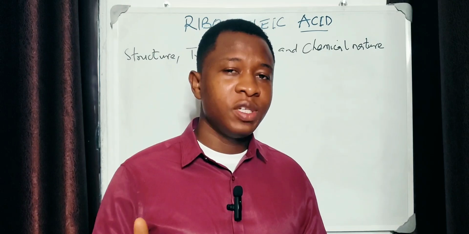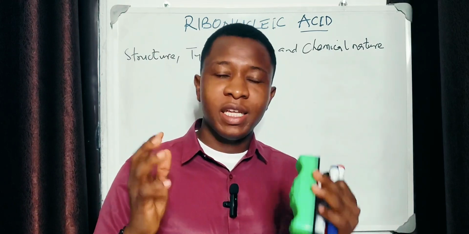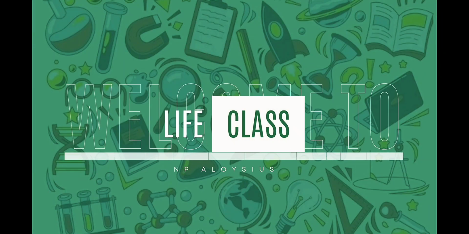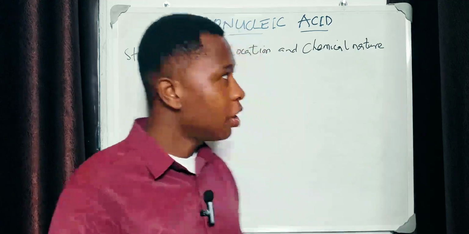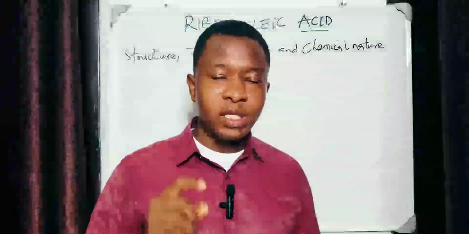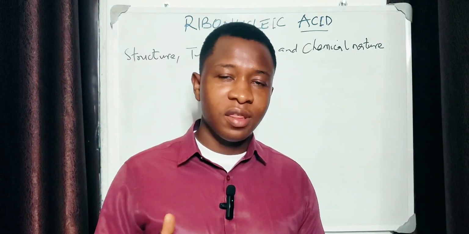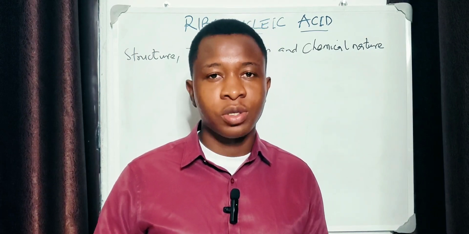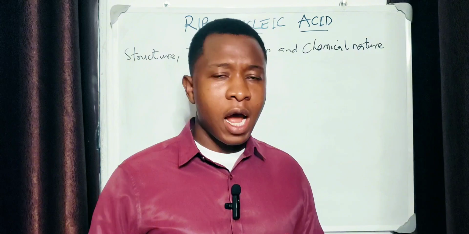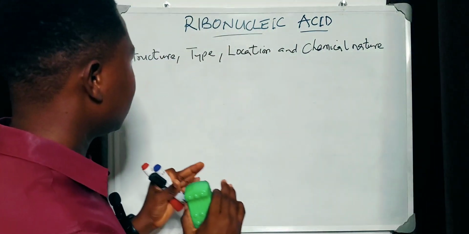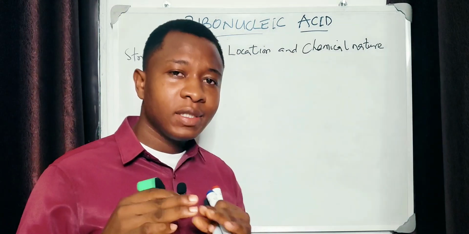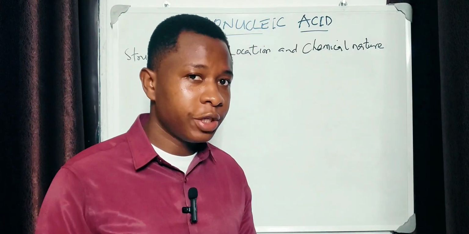The synthesis of protein and other biomolecules is a continuous activity of the cell. Okay, so the ribonucleic acid plays a very important role in the synthesis of proteins and other biomolecules. So in this video, we are going to be talking about the ribonucleic acid. And we are going to be looking at this acid in terms of the structure, the types, location, and their chemical structure or their chemical nature.